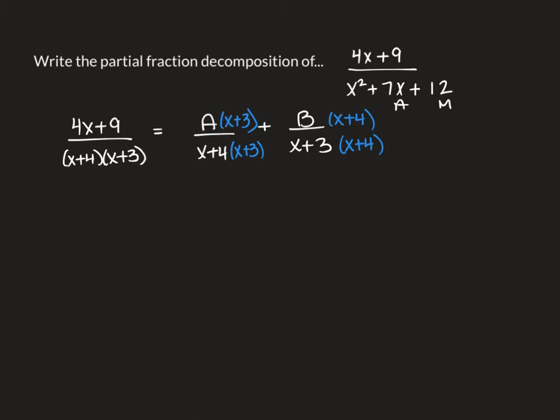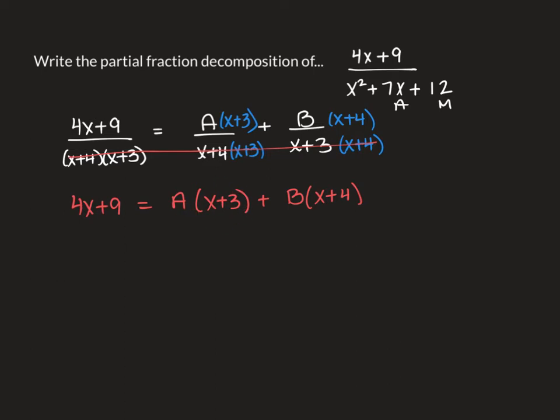And now that the denominators are the same, we can cross them off and say, all right, now we have the numerators set equal to each other. So we have 4x plus 9 equals a times x plus 3 plus b times x plus 4. And the idea is if we can find a and b, then we can figure out what these fractions will be. So the way that we're going to do this is we're going to pick a letter that will wipe out one of these parentheses.